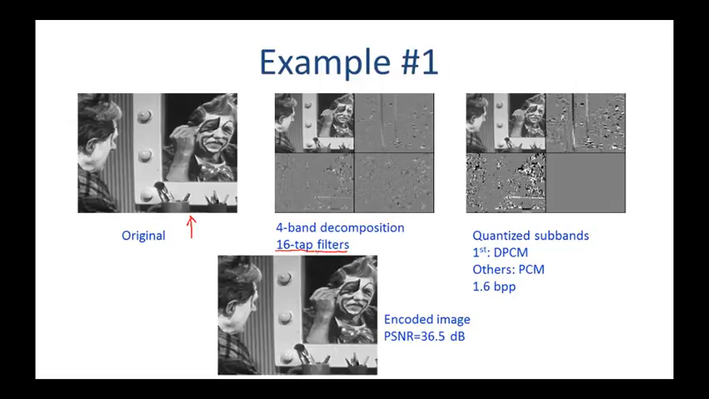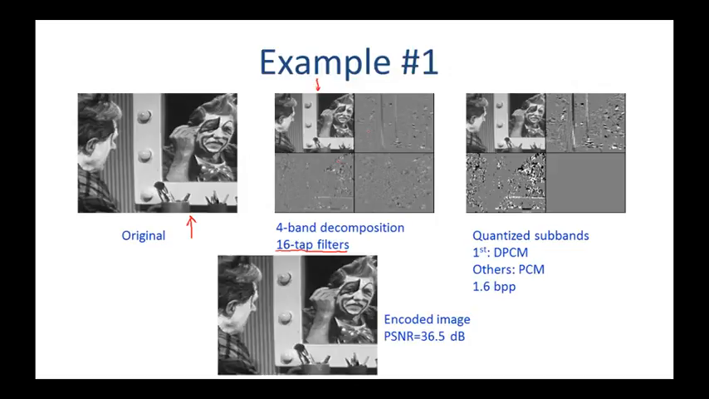So the number of taps is the number of samples in the impulse response of the filter. So you see here the 4 subbands. The low-low subband is just a decimated version of the original image. It was just low-pass filtered.